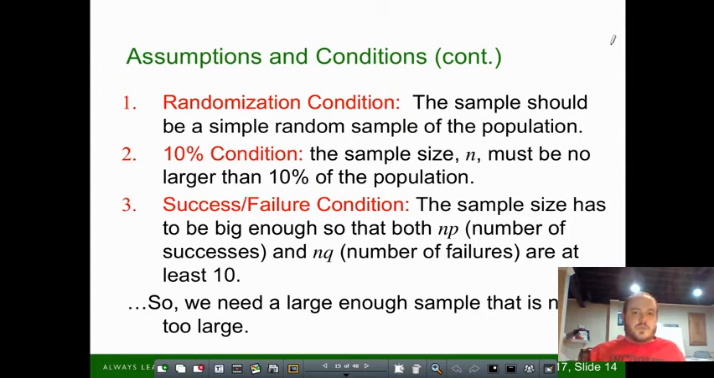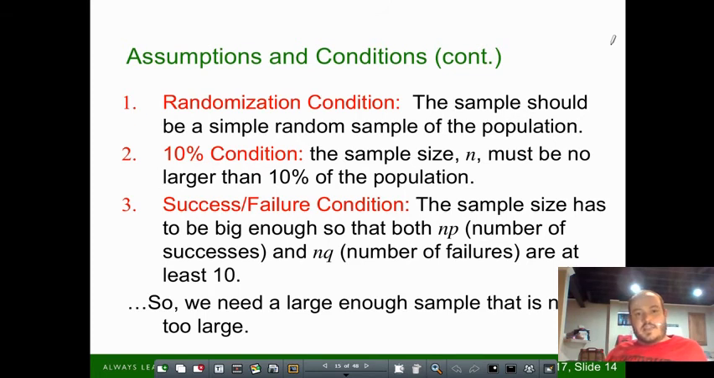All right. So, first one, randomization condition. Super easy. Was it a simple random sample of the population? So did someone use a convenience sample where they just went out and chose people, because that's bad and we all know that's bad? Or did they actually use some type of random sampling of the population?